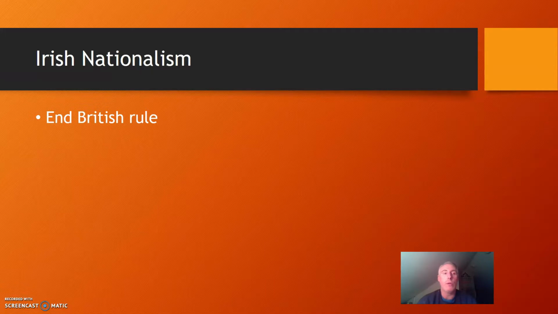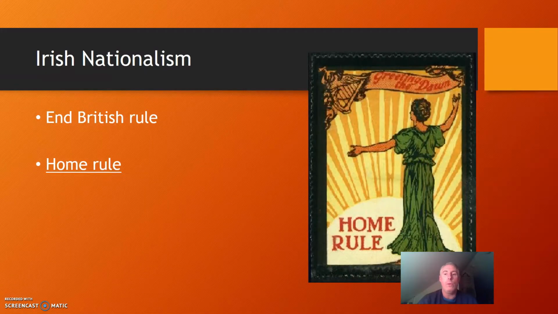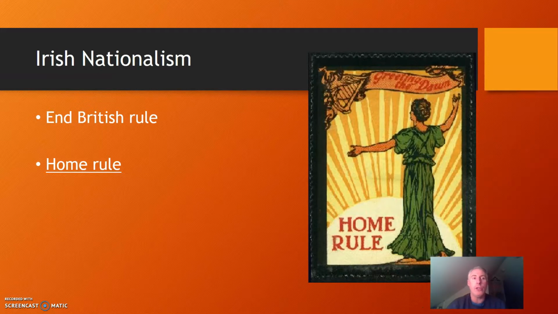Now, some radical groups wanted the British out by any means necessary and would resort to violence to do so, but other moderate groups called for home rule. Home rule was where the British would still technically be in charge of Ireland, but the Irish would make all of their own decisions. Okay, they would rule their home.